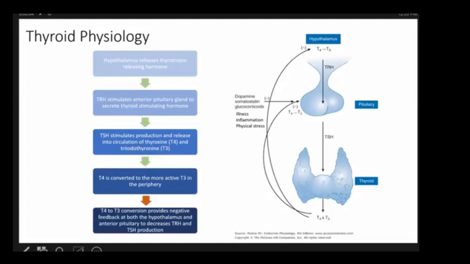It's also important to note that there are some other factors that affect your TSH secretion. Dopamine, somatostatin, steroid medications, illness, inflammation, and stress are particularly important, and we'll talk about that later.